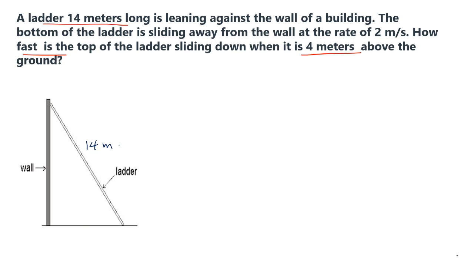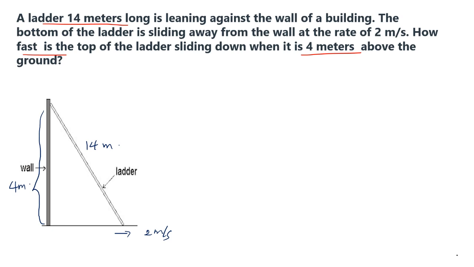And then the bottom of the ladder is sliding away from the wall at the rate of 2 meters per second. So if this is the bottom of the ladder, and it's sliding away, therefore, this would be 2 meters per second. So the question is, if the bottom of the ladder is sliding away at a rate of 2 meters per second, how fast is the top of the ladder sliding down when this distance is 4 meters?